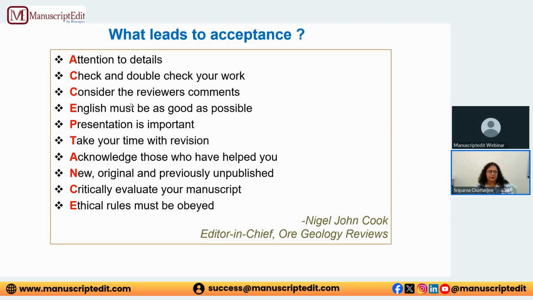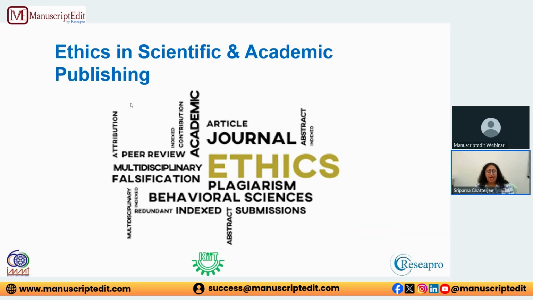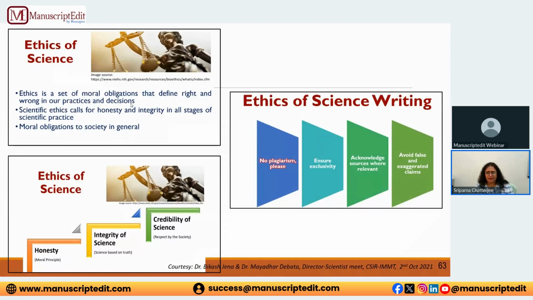So what leads to acceptance? These are the criteria. And finally, I told in the beginning that ethics of science writing is very, very important. So don't do any plagiarism. It's a very, very wrong practice. Ensure exclusivity, acknowledge sources wherever it is relevant, avoid false claims and overclaims.